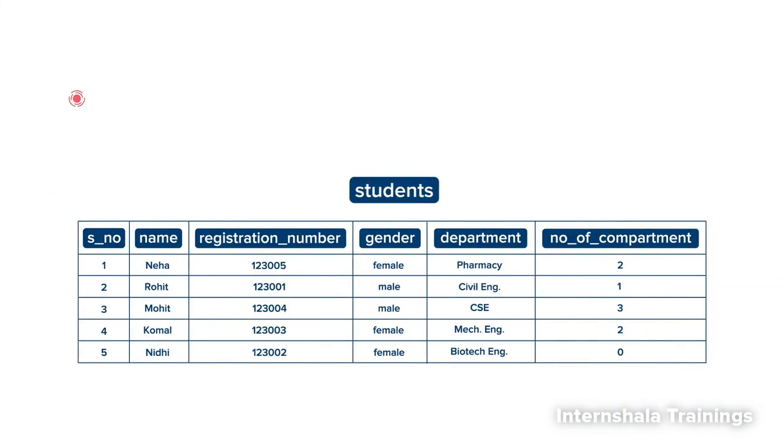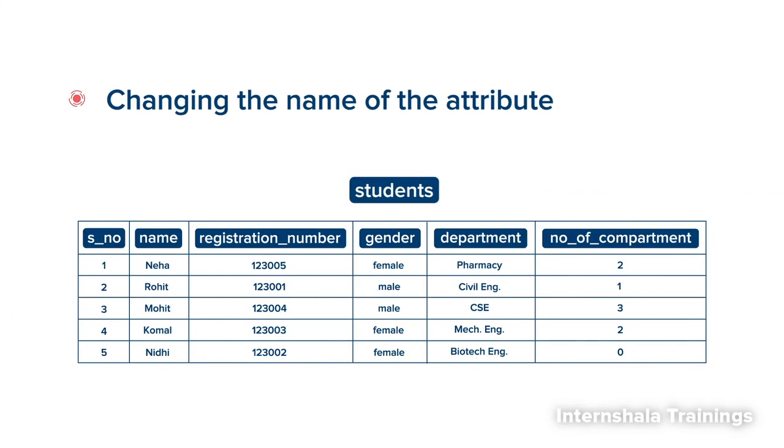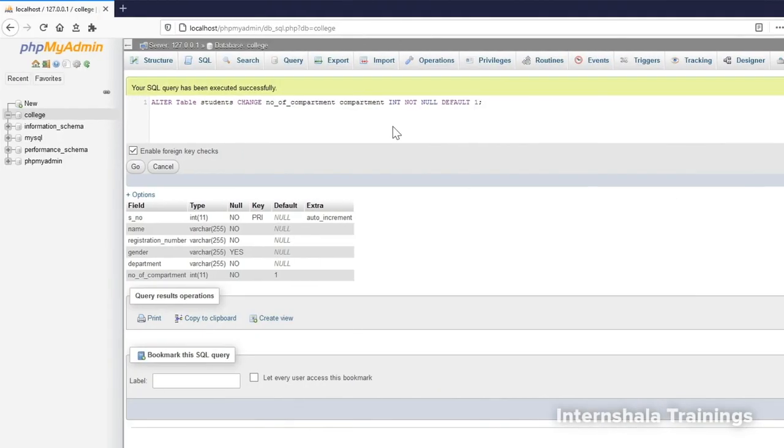Next, we will see how we can change the attribute name. Say, for example, we want to change the attribute name number of compartment to compartment. To do this, this will be our SQL query. Just pause the video and try to understand this SQL query on your own. Again, we started with the alter table command followed by the name of the table. Then we have change as we are changing the name of the attribute, followed immediately with the old name of the attribute and then the new name of the attribute, which is then followed by the data type, constraint and default value.